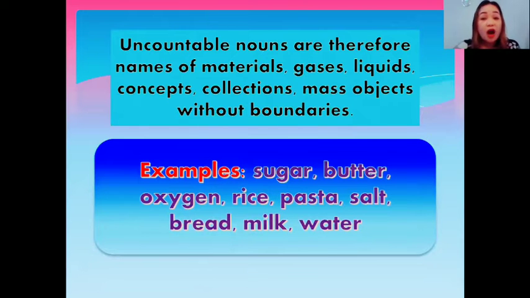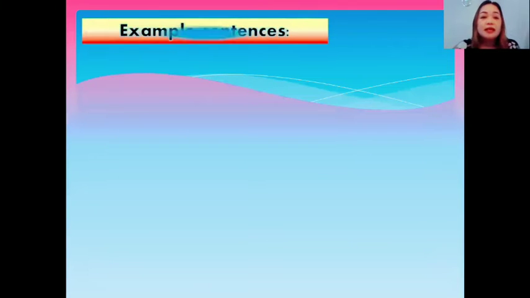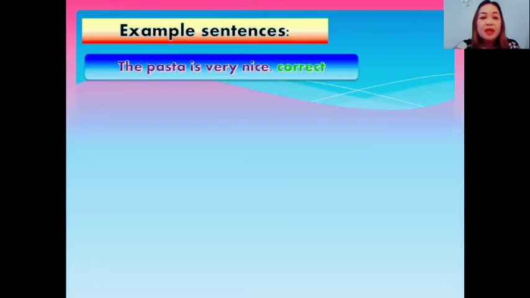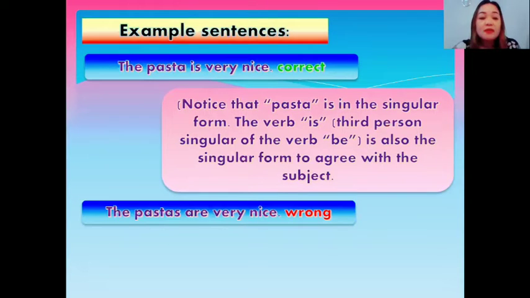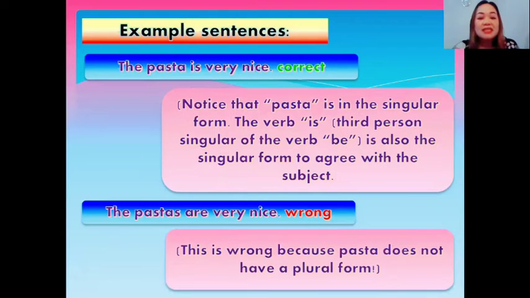Example, sugar, butter, oxygen, rice, pasta, salt, bread, milk, or water. Now, example sentences. Take a look at this one. The pasta is very nice. Okay, that's correct. Notice that pasta is in the singular form. The verb is, which is third person singular, the verb be, is also the singular form to agree with the subject. The pastas are very nice. So that is wrong. This is wrong because pasta does not have a plural form.